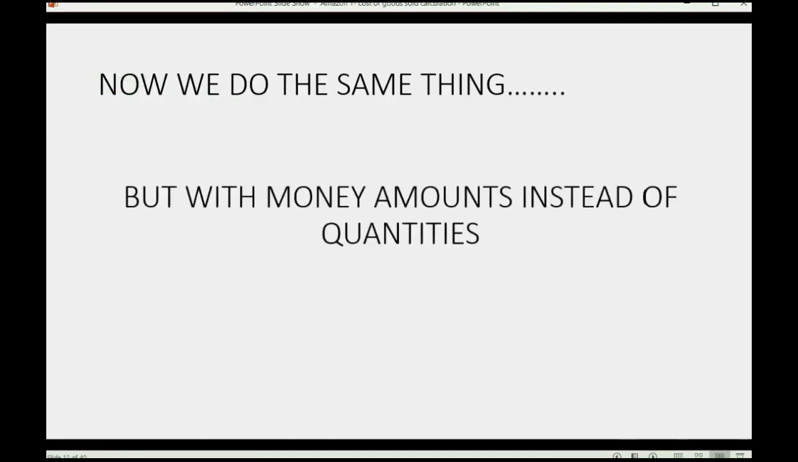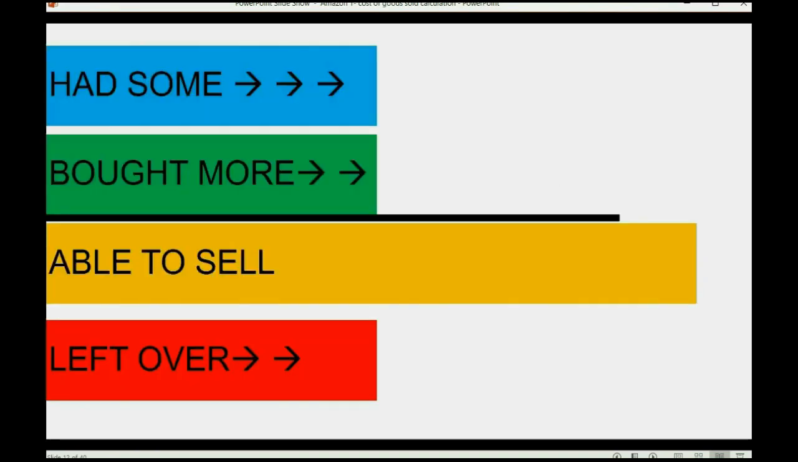And now we will do the same thing we just did, but we will do it with money amounts instead of counted quantities. For example, let's imagine at the beginning of the month we knew we had $250 worth of merchandise inventory. That means we paid $250 for the items that were sitting here at the beginning of the month.